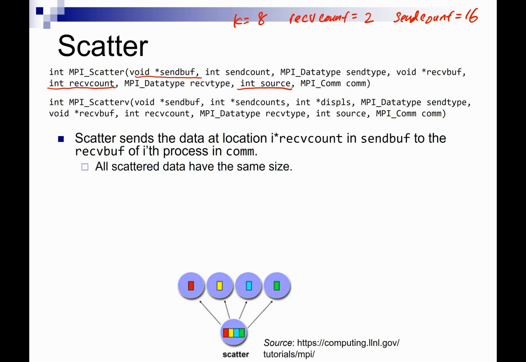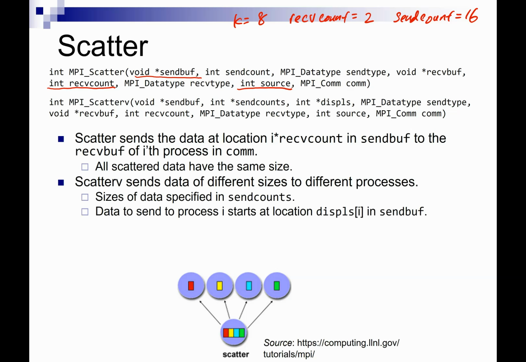But what if I want to send different numbers of values to different processes? Let's pick a smaller number here, say k equals 4. What if I want to send 3 values to the first process, 1 value to the next process, 2 values to the next process, and then 4 values to the last one? In order to do that, I'm going to use this operation called MPI scatter v. The scatter v operation lets me specify how many values I send to each other process.